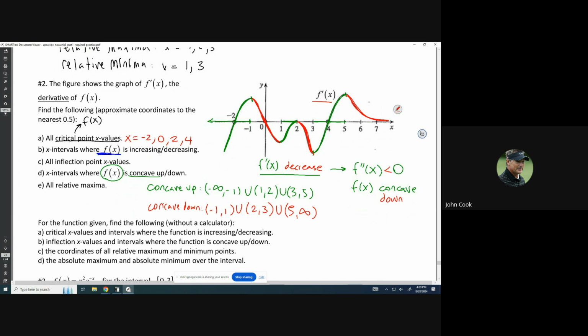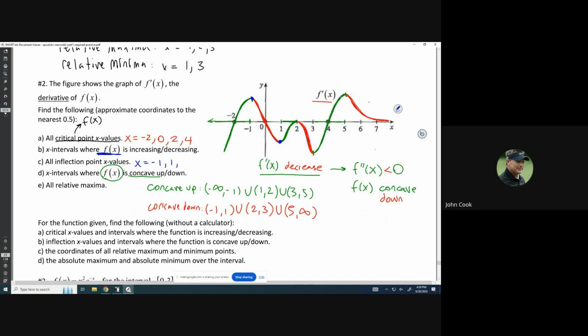Okay. Now let's go ahead and do the inflection points. So the inflection points, remember, those happen where you change concavity, so going from concave up to concave down, or concave down to concave up. So it looks like I've got an inflection point right there, at -1. And then also another one that changes concavity right here, going from decrease to increase.